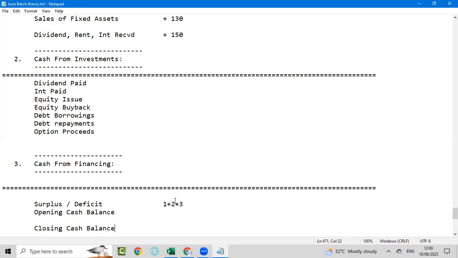Please ma'am, understand this. Dividend paid minus interest paid minus equity issue plus equity buyback minus debt borrowing plus debt repayment minus option proceeds plus. So cash coming in plus, cash going out minus. You are selling assets, plus; you are purchasing assets. Assets are coming, but cash is going out. So we are talking about cash here. Assets coming, add to balance sheet.